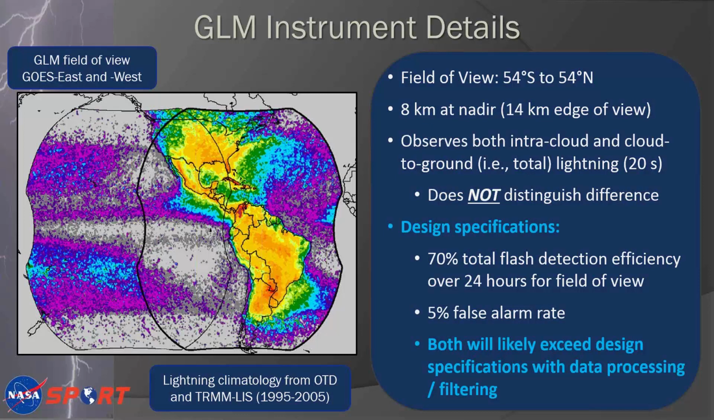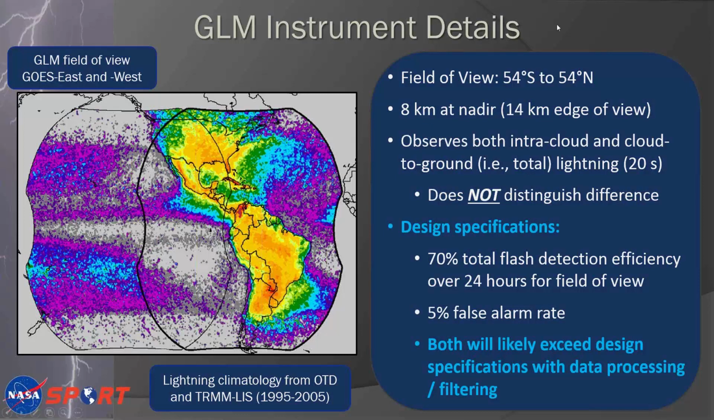A couple of the design specifications: the GLM is supposed to have a 70% detection efficiency over 24 hours for the entire field of view with no more than a 5% false alarm rate. Now, those values are the specifications that GLM had to have upon launch. There's been a calibration and validation field campaign that has recently concluded, and they are working to nail down what those values are. So far from what we're hearing, the GLM is likely to exceed both of those design specifications. We'll know more later on this year as the CalVal team starts releasing their results.